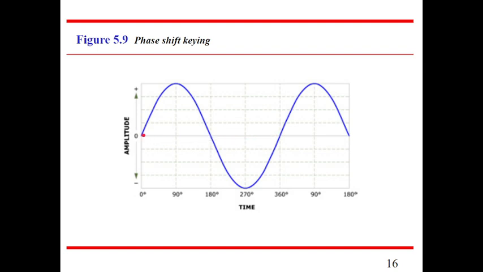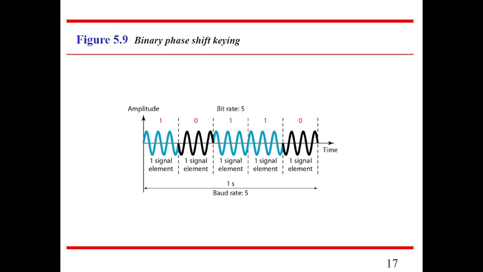So the basic idea, or the basic thing that we need to learn for the next part, is where we are starting a signal. If we are starting here, it is 0 degree, 90 degree, 180 degree or 270 degree. So based on the starting point, we are basically telling the phase of the analog signal. In binary phase shift keying, we are changing the initial starting point of the analog signal to change the phase.